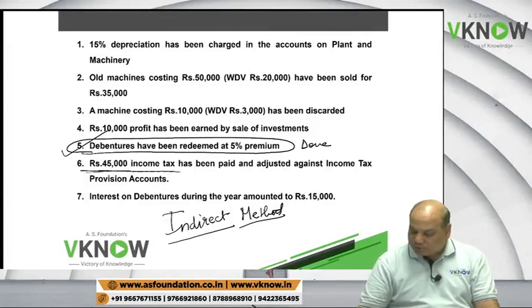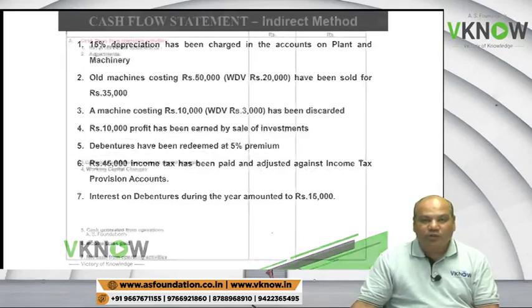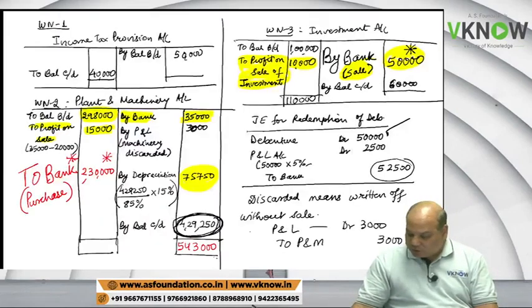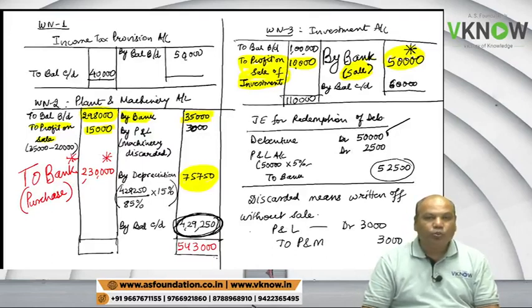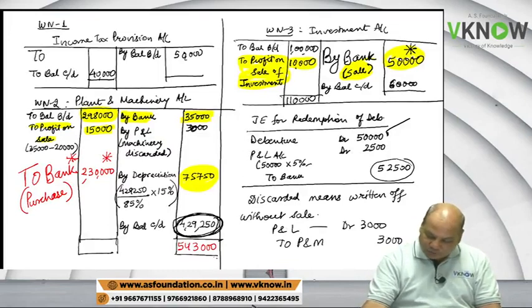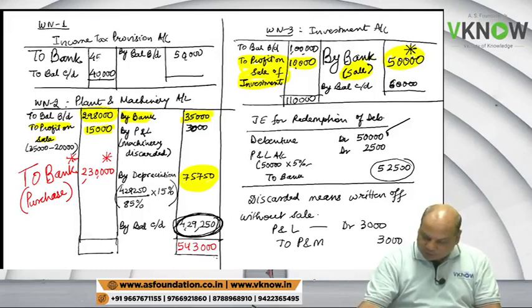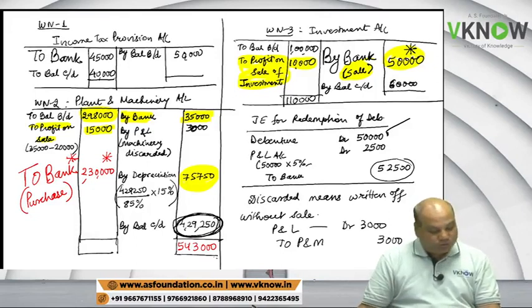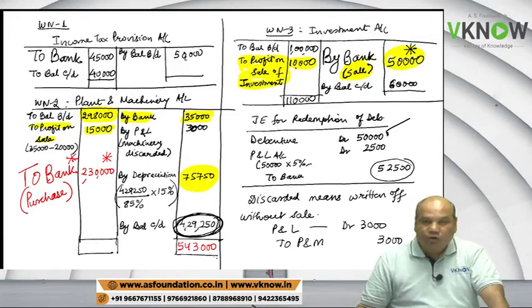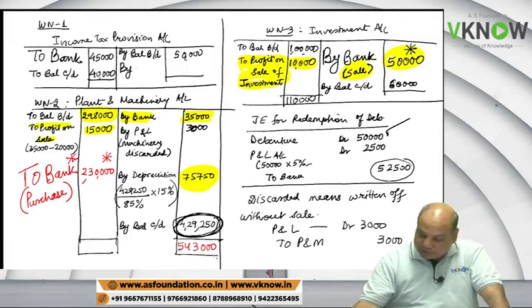Point number 6, 45,000 income tax has been paid and adjusted against income tax provision account. So there is an income tax provision account. Working note 1, debit side, to bank 45,000, this is given, and then balancing figure on the credit side is by P&L account. So tell me the balancing figure.